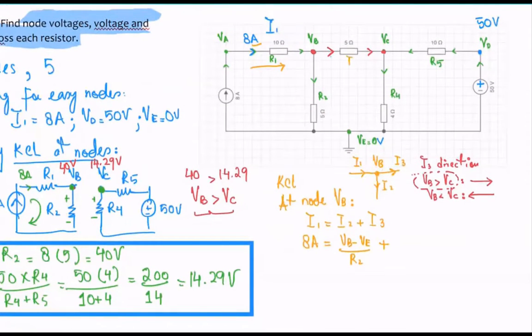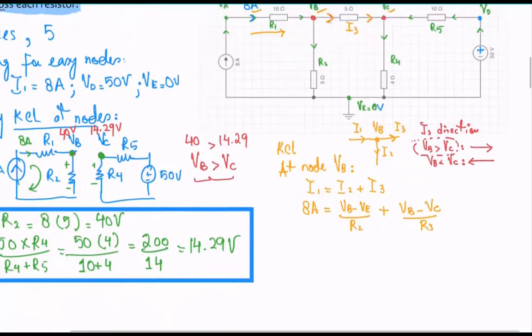I3 is this right here. This is going to be R3. Because of the direction of the current, the voltage across this resistor is the potential difference of VB and VC. So I get VB minus VC over R3.